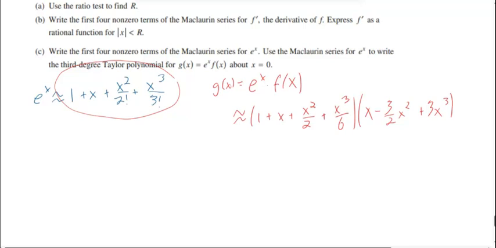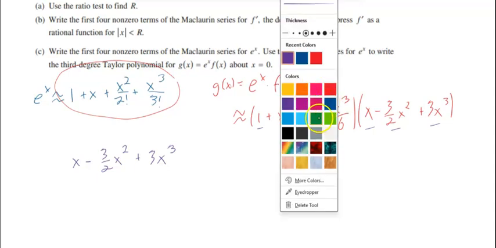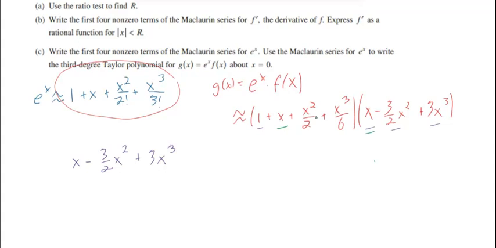Now I'm going to give myself a little bit more space. What I'm going to do is multiply things out, and I'm going to stop when things become unnecessary. So I'll do it in purple. I'm going to do this one times 1, 2, 3. So that gives me x minus 3 over 2 x squared plus 3x cubed. Now I'm going to go to green, this times 1, 2, 3. That gives me plus an x squared for the first term, minus 3 over 2 x cubed, and plus 3x to the fourth.